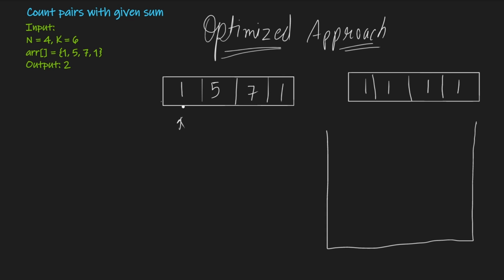Now the first number is 1, so k is 6. 6 minus 1 equal to 5. We don't have a 5 here, so we are gonna move to the next element and we are gonna store this here.